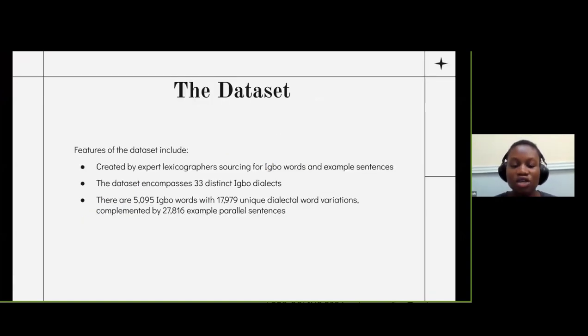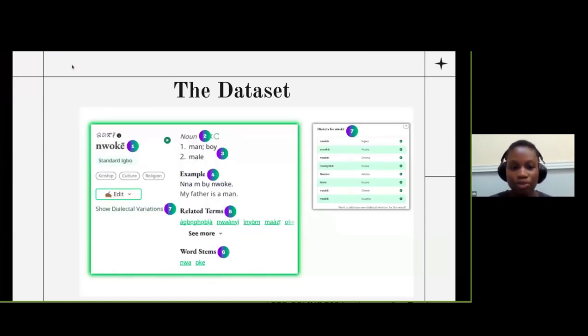The data set was created by expert lexicographers who sourced these Igbo words and the example sentences. The words were all from 33 distinct Igbo dialects, and it contains 5,000 Igbo words, 17,000 unique dialectal word variations, and 27,000 parallel example sentences of these words. So for each word, it has different example sentences. This is an example here.